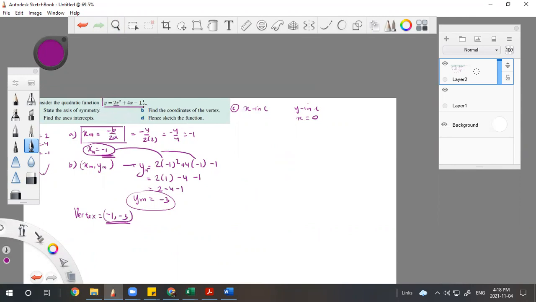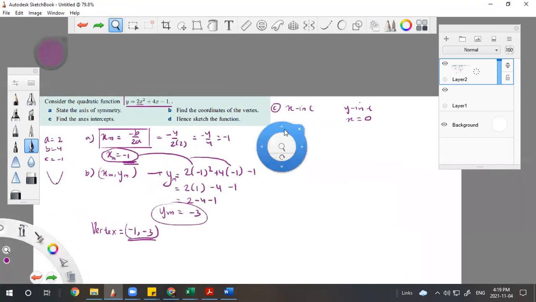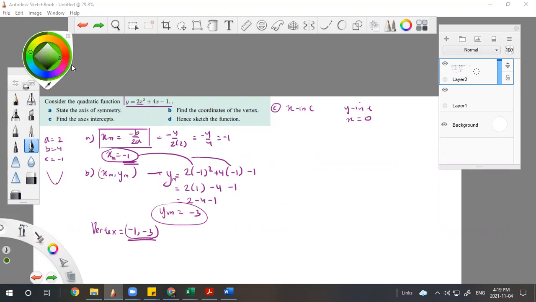I have a question. Yes, Vicky. So in the vertex form, to find the coordinates of the vertex, is the xm the same thing as the axis of symmetry? That's right. The axis of symmetry is the x in the vertex coordinates. Good analyzing. So if you're given the vertex coordinates, you can find the axis of symmetry from the x.